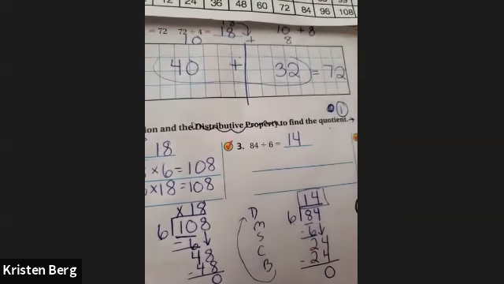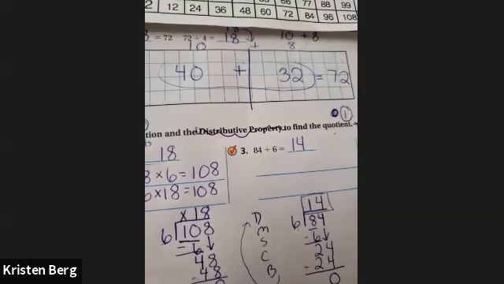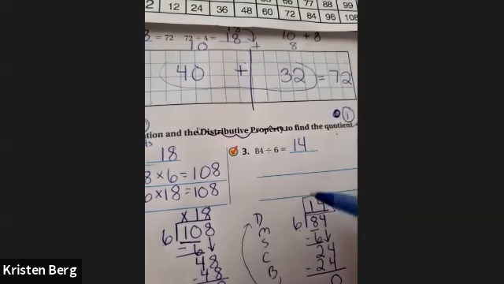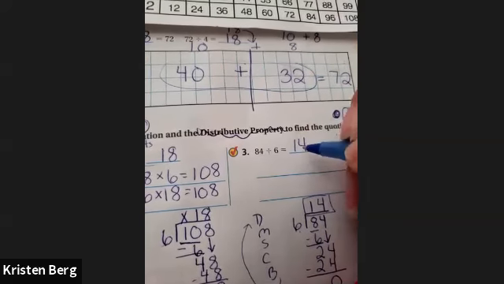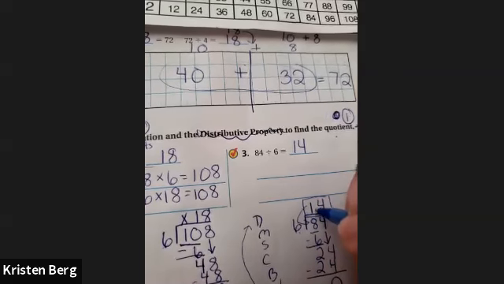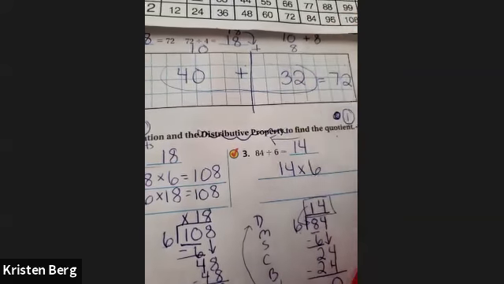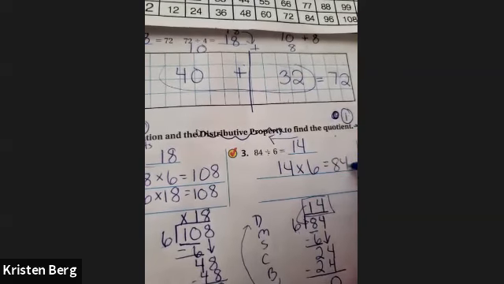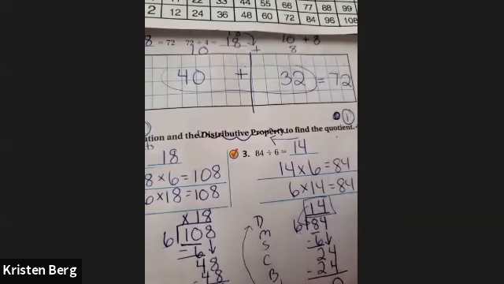Now, I want you to give me the 2 inverse facts with this. The inverse of division is multiplication. So I want you to give me 2 multiplication problems using only these 3 numbers. So you could have said 14 times 6, working backwards. Opposite of division is multiplication. 14 times 6 equals 84. Or you could have reversed these and said 6 times 14 equals 84.